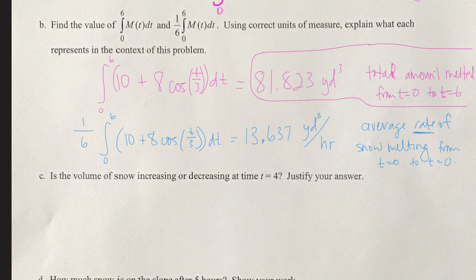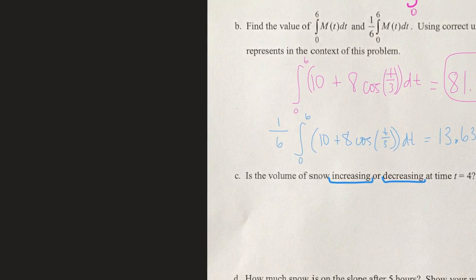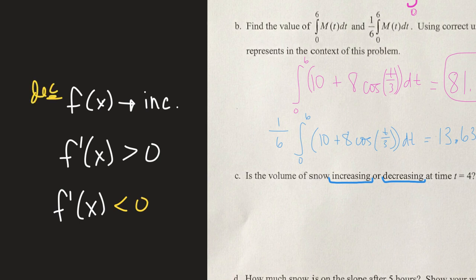Okay, part C, is the volume of snow increasing or is it decreasing? Here we're going to go back to a little bit of something from a previous unit. Remember, if we had a function f, what could we say if its slope was positive, right? What if the first derivative was positive? That means our function f is increasing, right? If the first derivative is positive, our function is increasing. And if your first derivative is negative, that meant that f was decreasing on that interval.